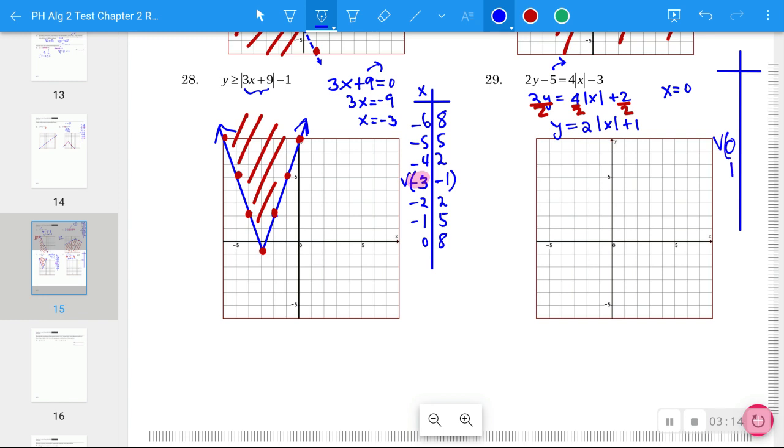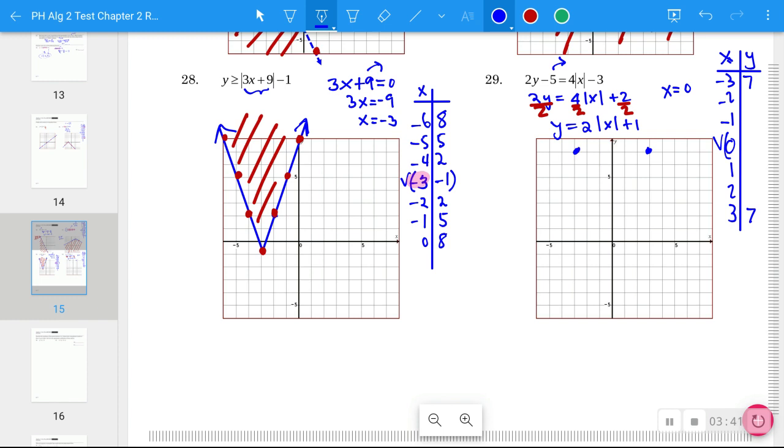So we'll just go 1, 2, and 3 on the right, negative 1, negative 2, and negative 3 on the left. Plug a bunch of x values in to find the y values. So for instance, let's start down here. 3. Absolute value of 3 is 3. 3 times 2 is 6, plus 1 is 7. And so we get 3, 7, and negative 3, 7.